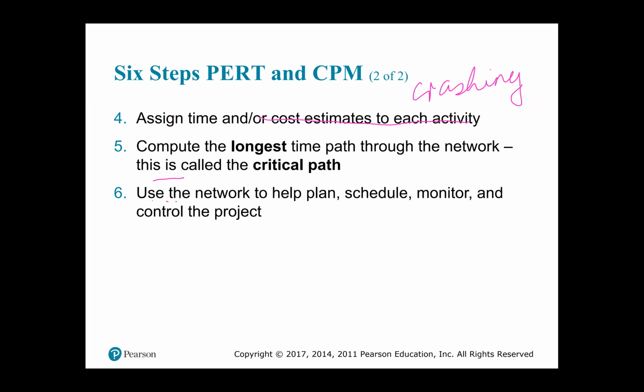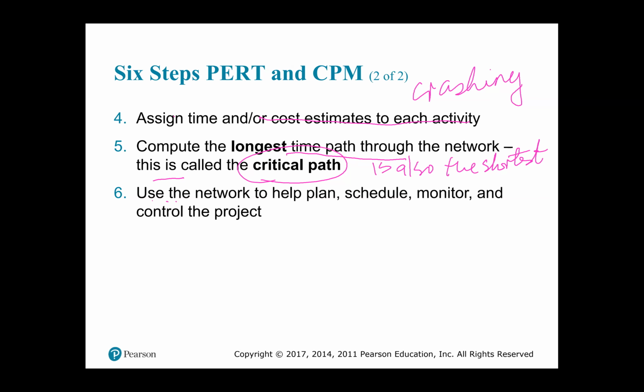Then you compute the longest time path through the network, and this longest time path is called the critical path. Now, you must note that the longest time path is also the shortest time that the project could take to be completed. So the longest time path is also the shortest time that you could take to complete the project.